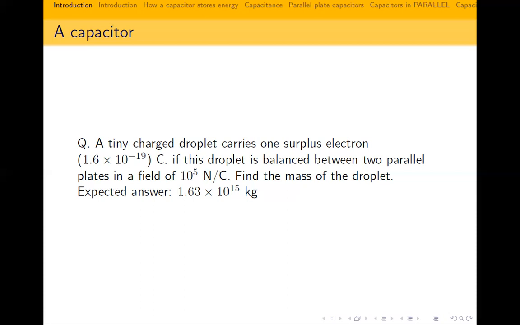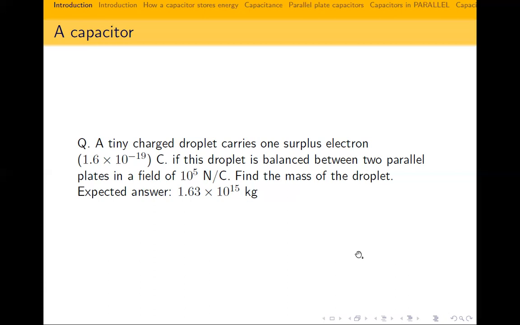So again, you will begin by sketching to try to interpret the question. Then from the sketch, you can now find what is required, that is the mass of the droplet. Again, you will try this and make sure you get the answer as indicated. If you don't, you can consult.